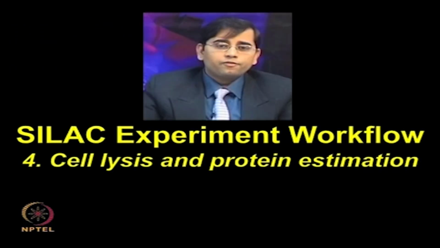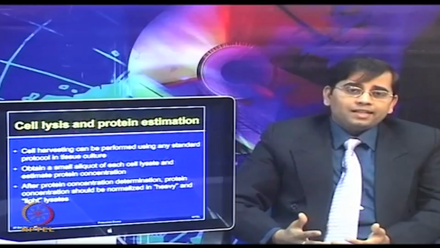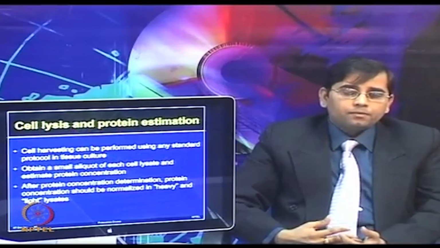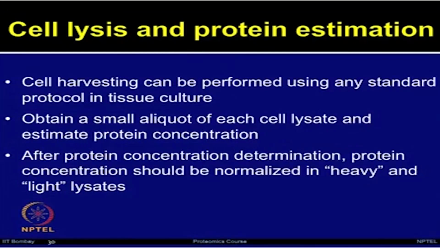In the SILAC experimental workflow, let us discuss the fourth point, cell lysis and protein estimation. Once the cells have incorporated the labels, these cells can be harvested by using any standard protocols which one uses in tissue culture. One needs to obtain a small aliquot of each cell lysate and estimate protein quantification. We have talked about various methods of doing protein quantification earlier. One can use the Bradford assay or some other type of protein quantification assay.